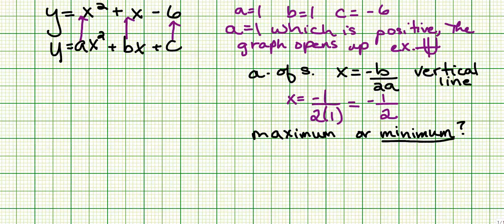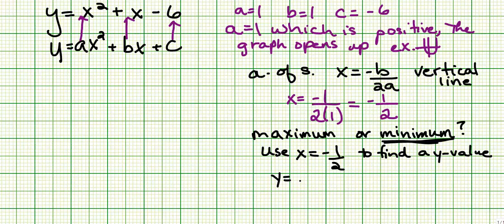And the way that we're going to find that minimum point is by using x equals -1/2 to find a y value that will go with that. The way that we're going to do that, now I don't have much space here, but we're going to give it a try. y equals x squared. Well, for our lowest point, x has to be -1/2.